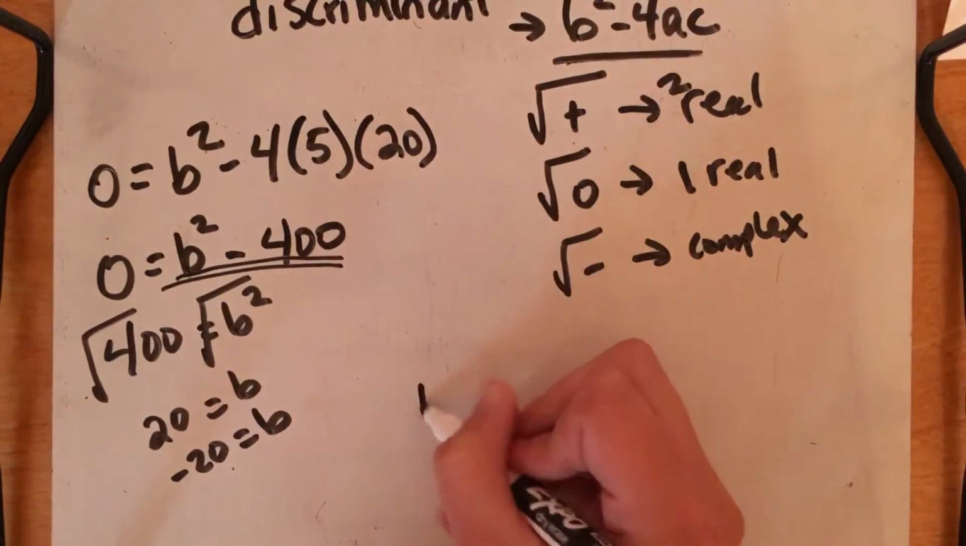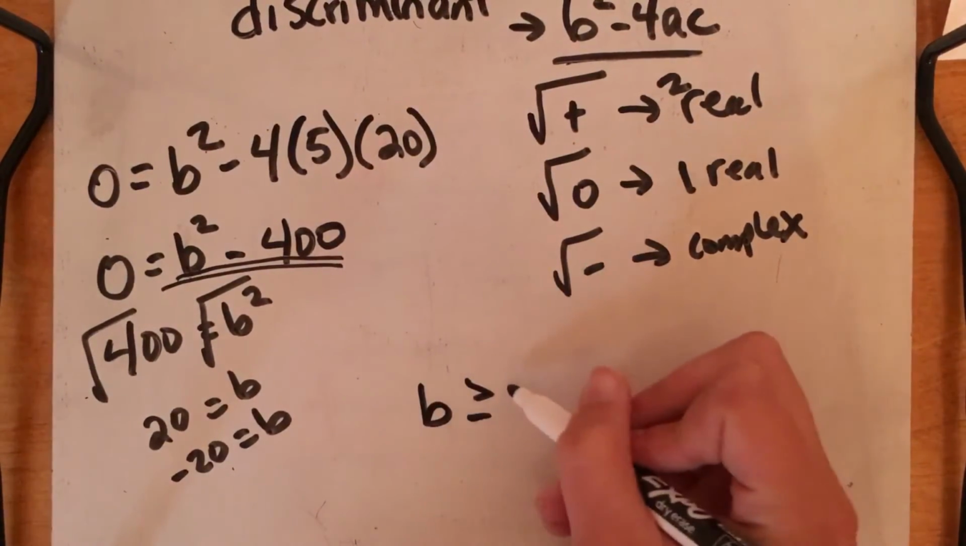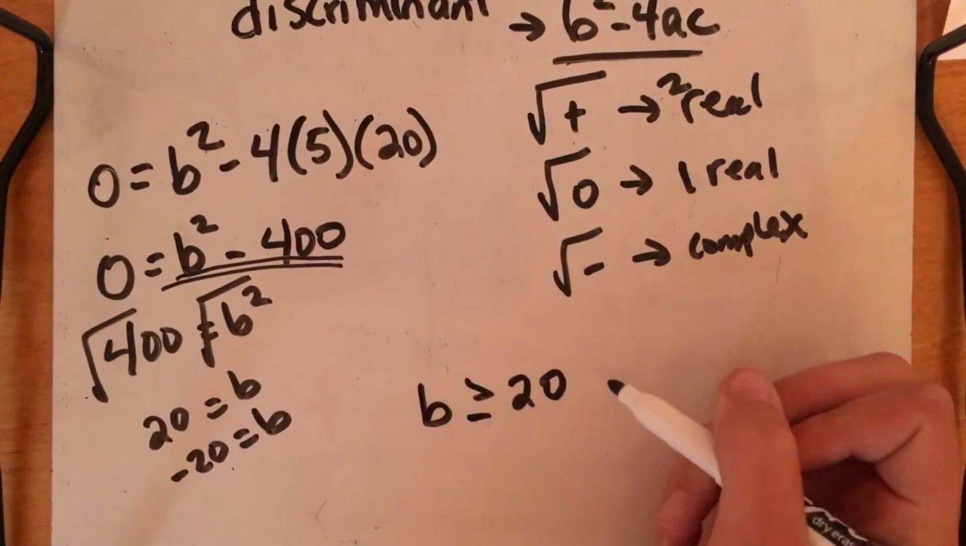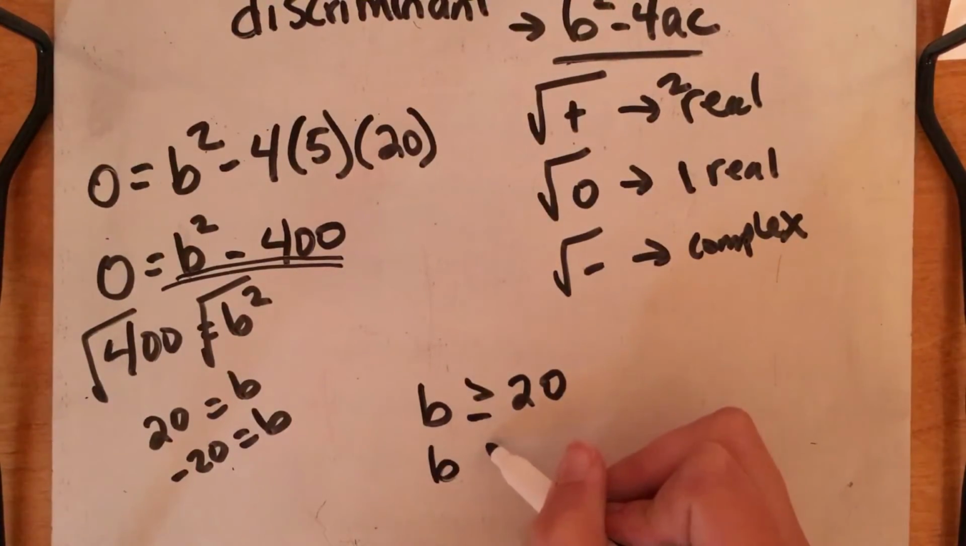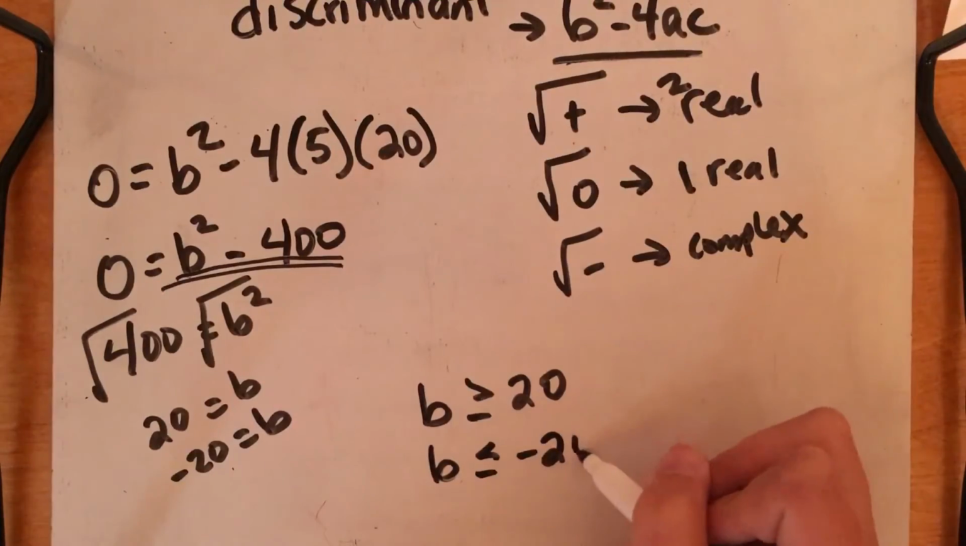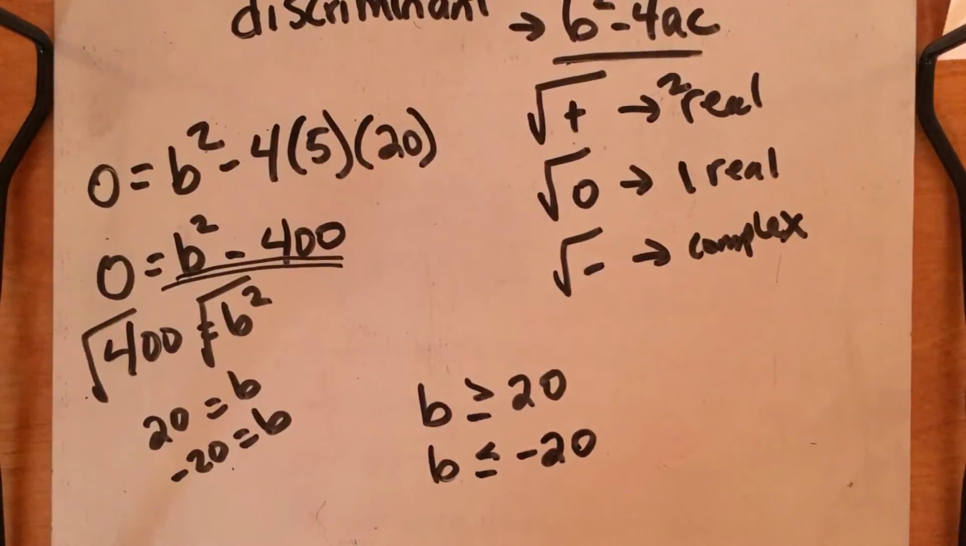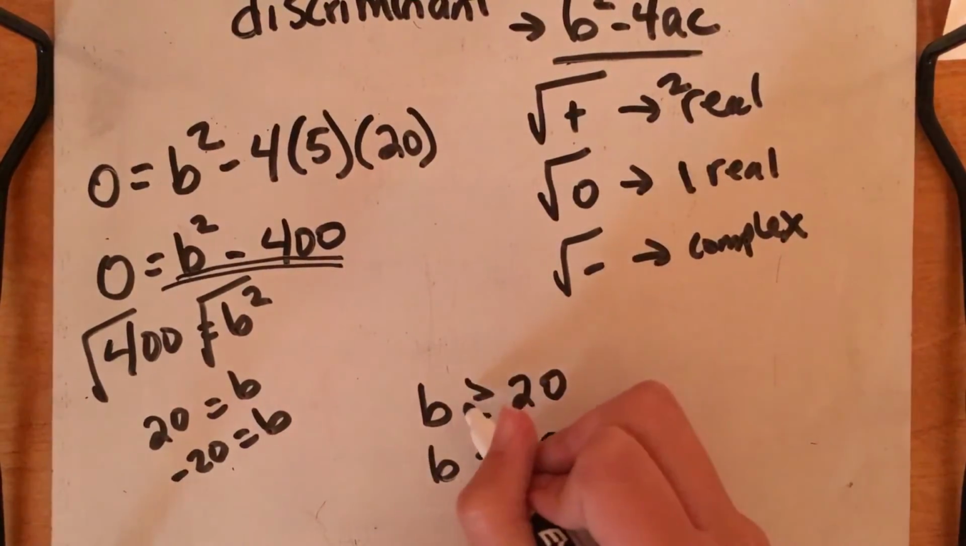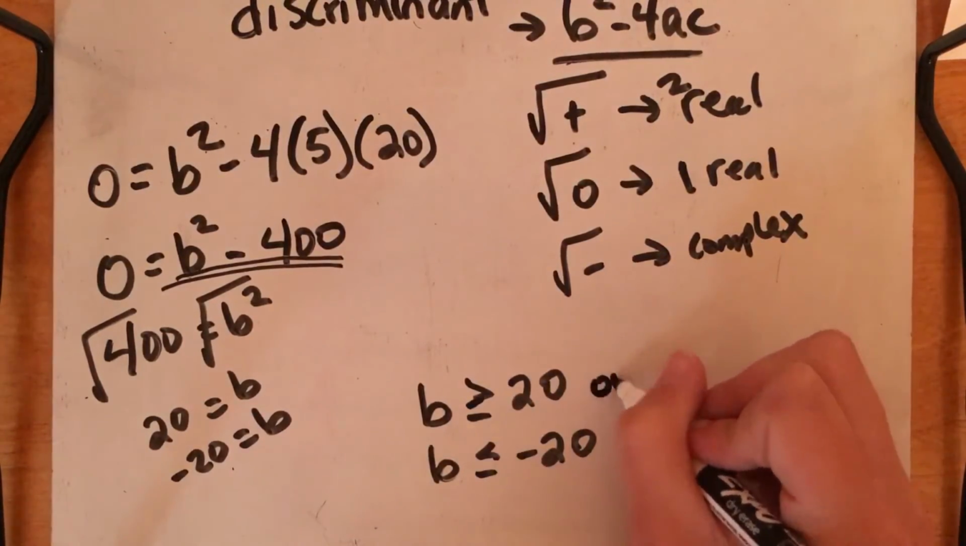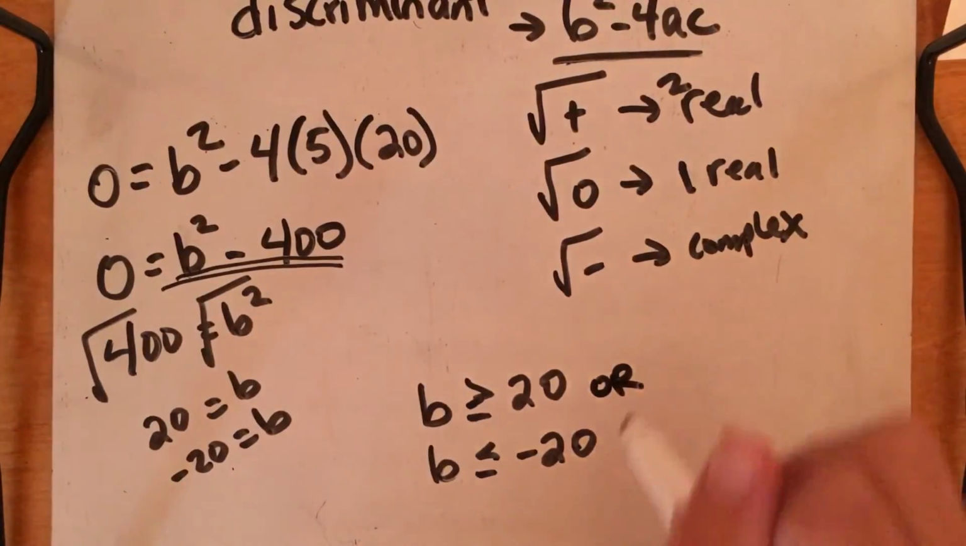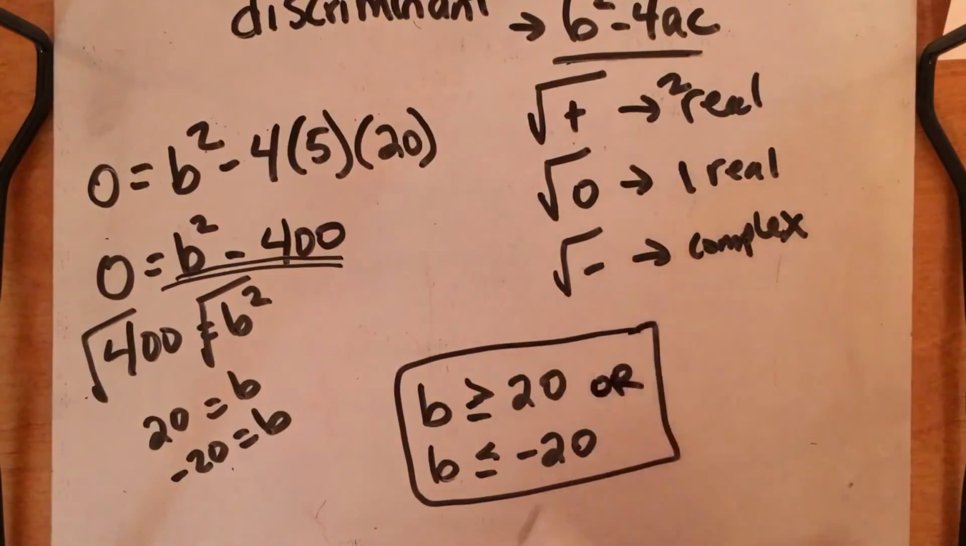So b is greater than or equal to 20, and b is less than or equal to negative 20. Both of those places work. However, you can't be in both of those places at the same time, so we're going to say the word or between them. Those are the places where it would work, okay? So we set our discriminant equal to 0 and solved.